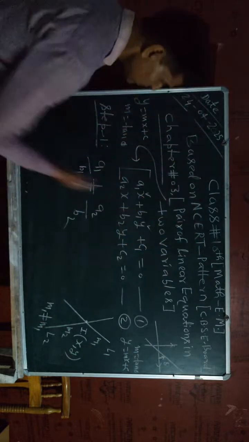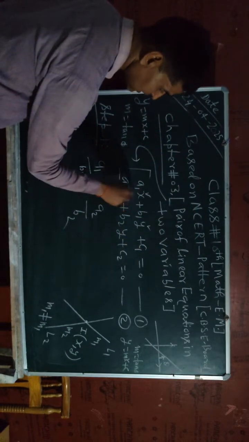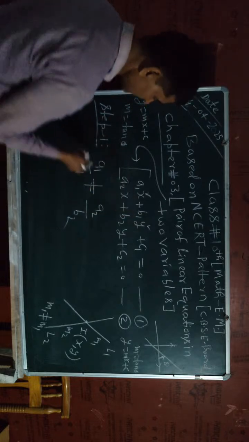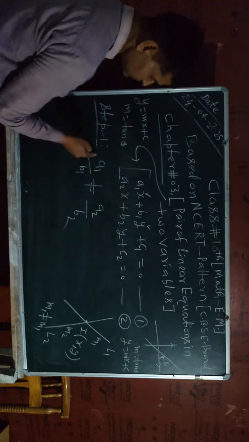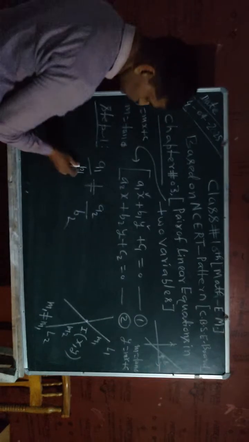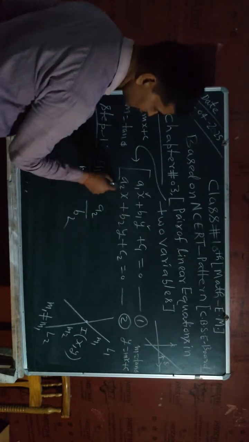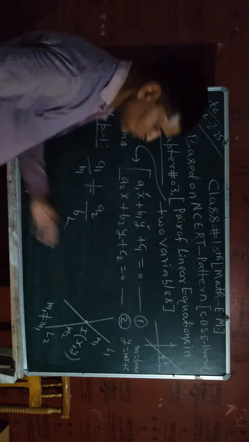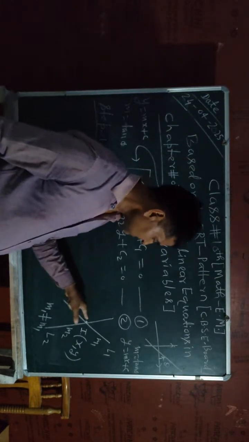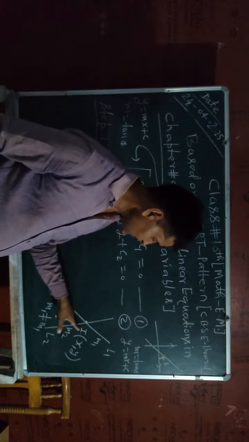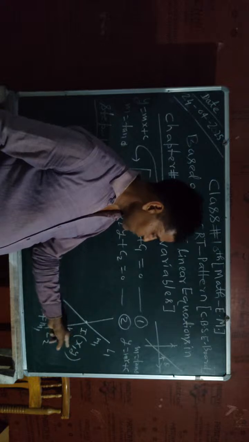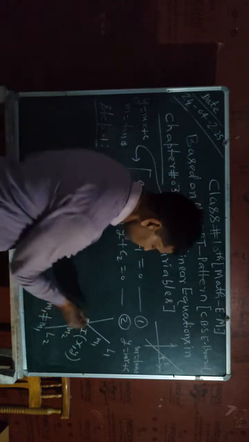So if any equation is given in two variables x and y, I will take the slope of the first line. The slope of the first line is a1 by b1, and the slope of the second line I will take a2 by b2. So these two slopes are not equal. It means that both lines will intersect at a certain point, and in this case I will use the concept. After using the concept I will get the value of x and y. So this is the point of intersection.